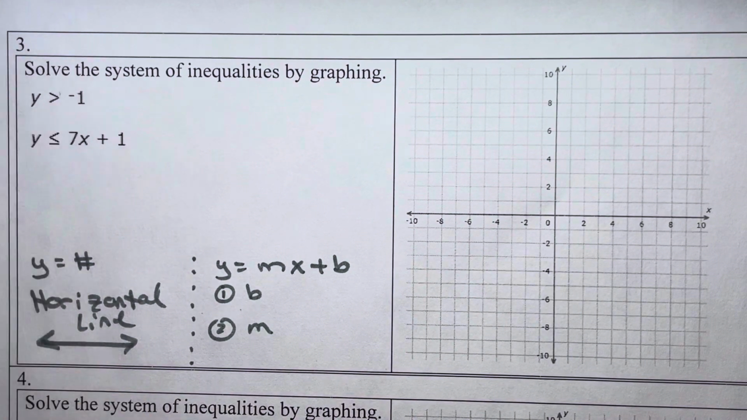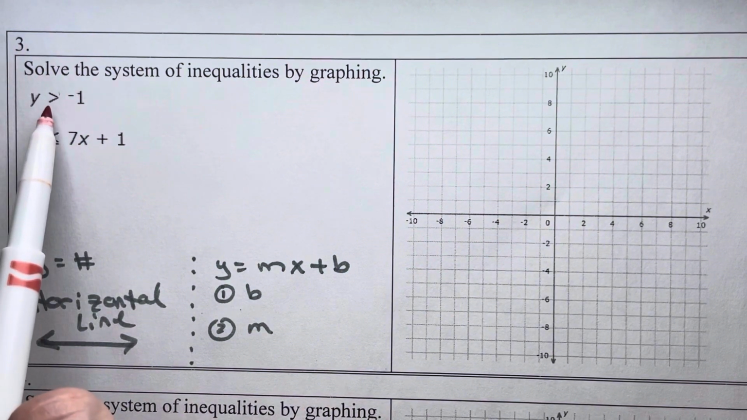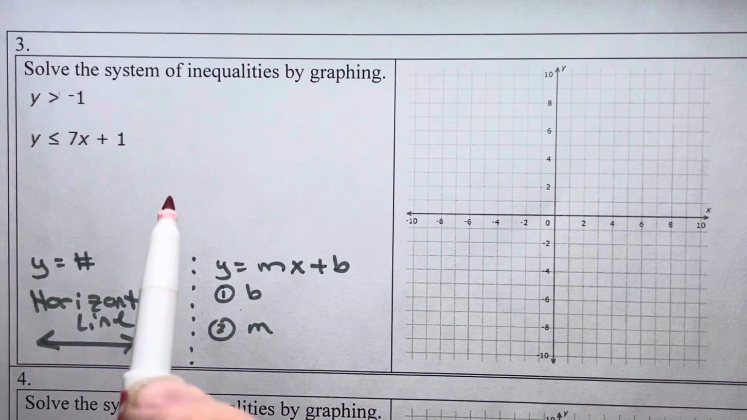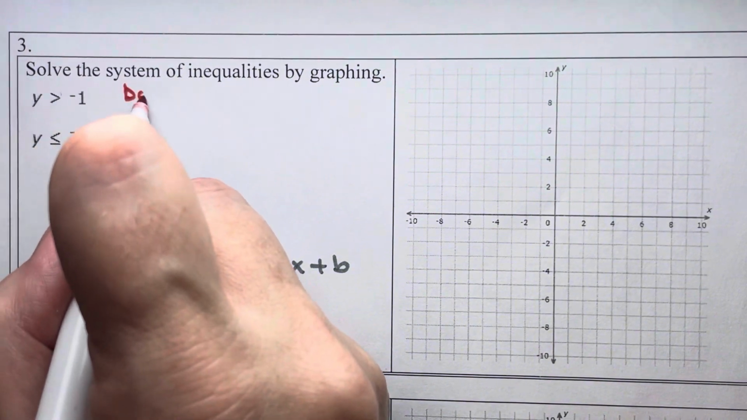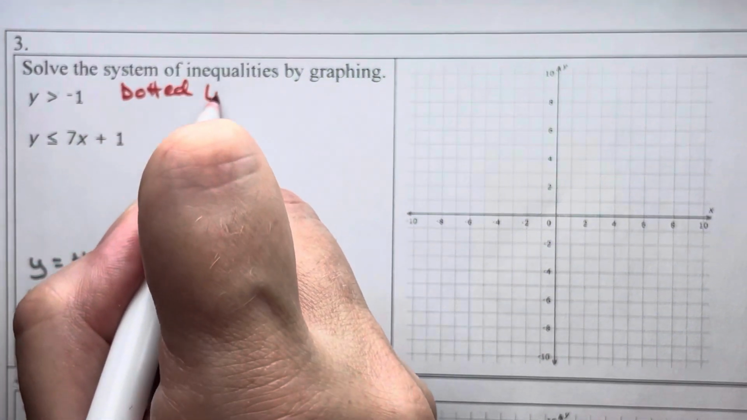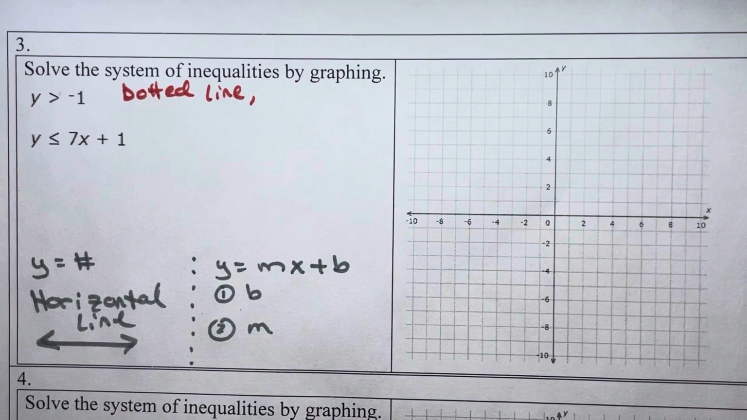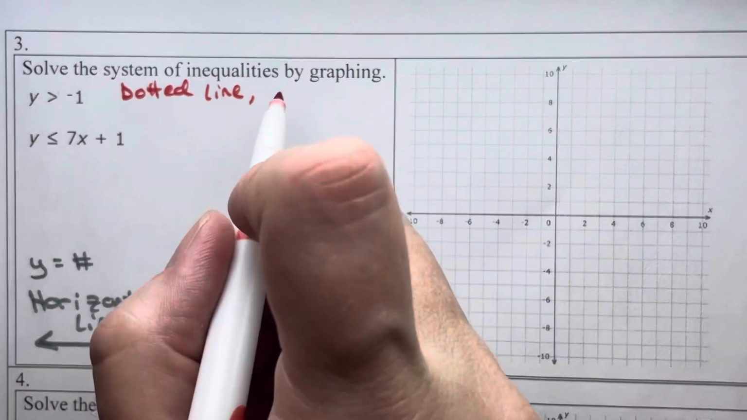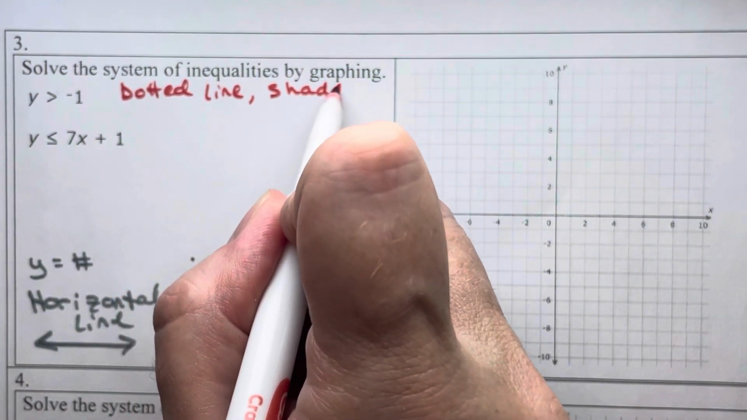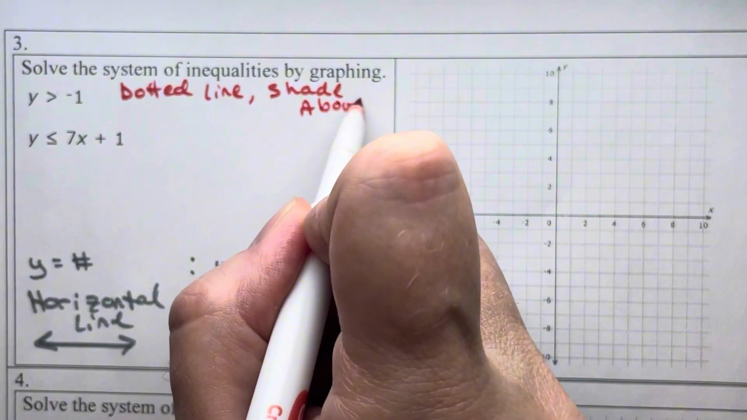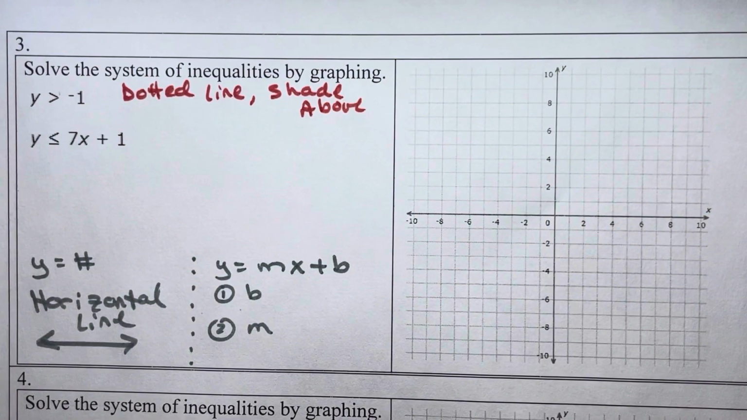Our first inequality of y greater than -1 is a horizontal line. And because it is strictly greater than, we know it is going to be a dotted line, where we have to shade above due to it being greater than. So let's place that line on the coordinate plane.